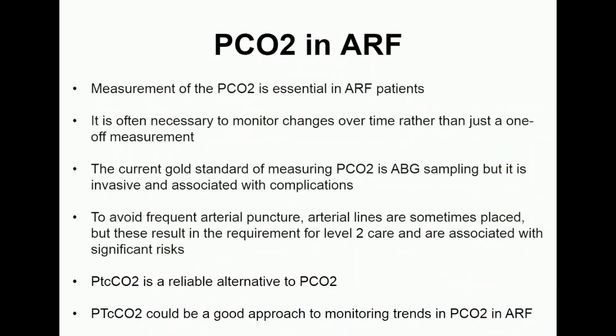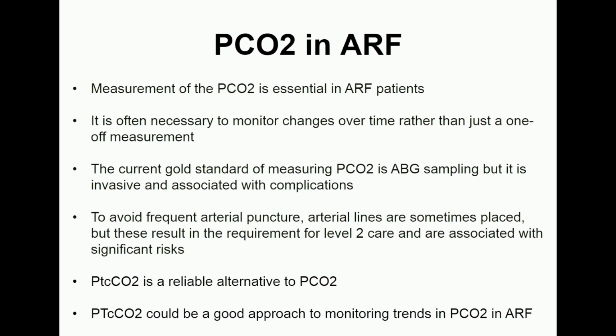As you know, monitoring CO2 is essential in patients with acute respiratory failure. It is often necessary to monitor change over time rather than just a one-off measurement of the PCO2. The current gold standard of measuring PCO2 is arterial blood gases, we all agree with this, but we also agree that this is invasive and is associated with complications. To avoid frequent arterial puncture, arterial lines are sometimes placed, but these are required to treat the patient at a higher level of care, and are also associated with significant risk.